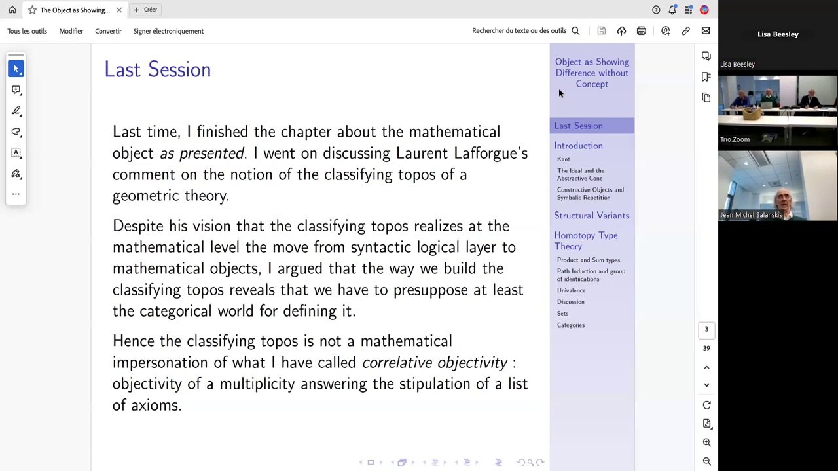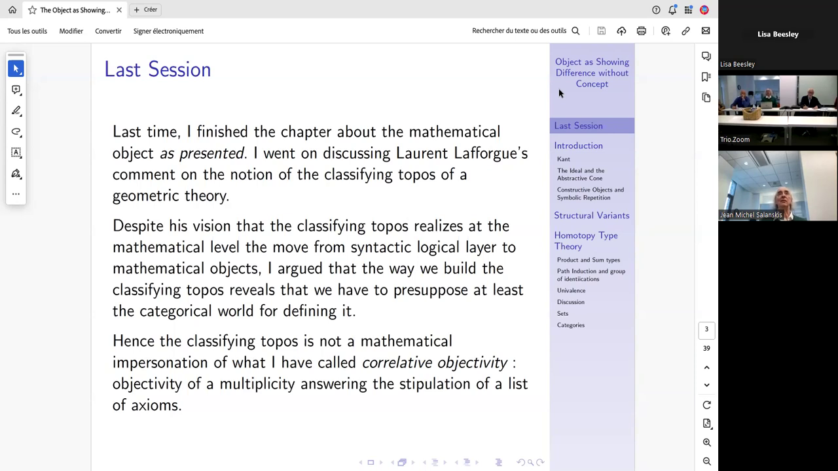So I begin by reminding you of the last session. In the last session, I finished the second chapter of these lectures. The first chapter was about the attitude towards the mathematical object, taking it as a child of truth. The second chapter was about the attitude taking the mathematical object as presented.